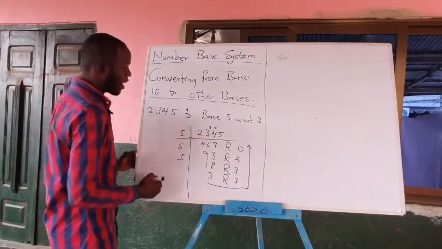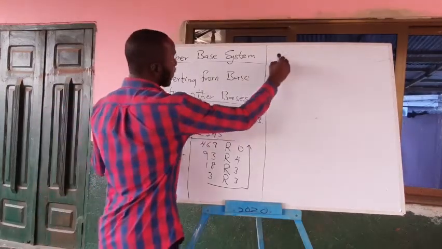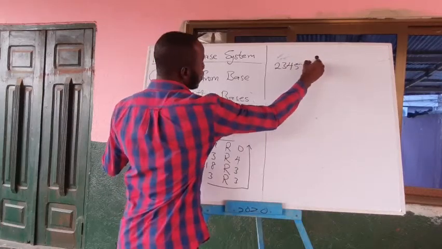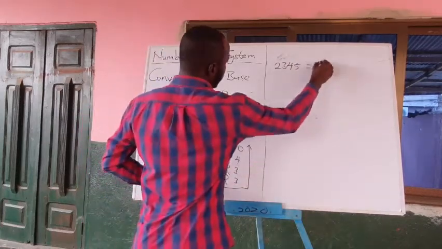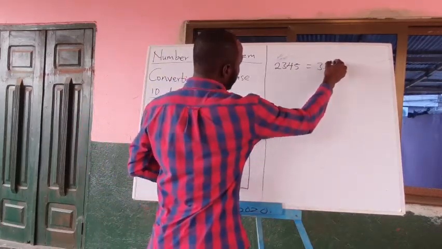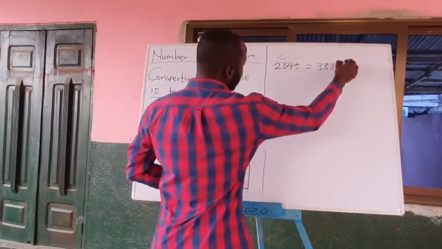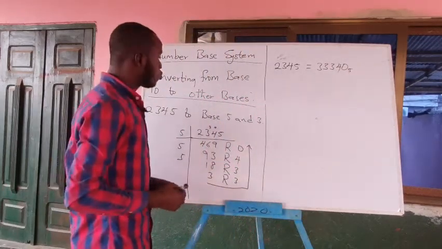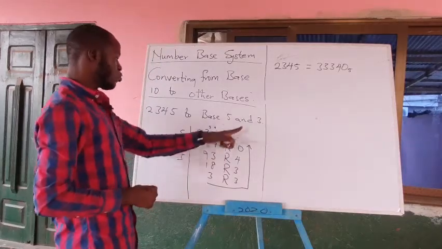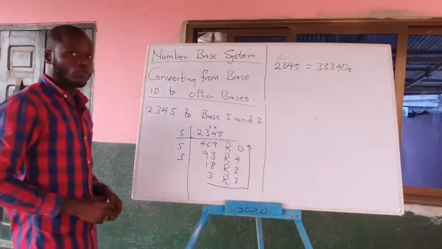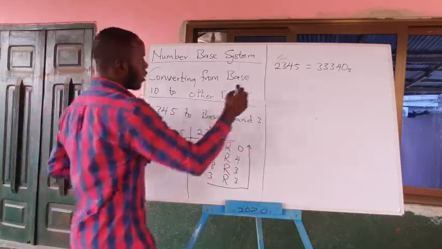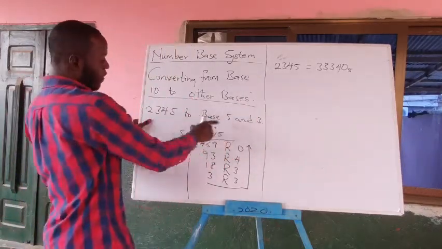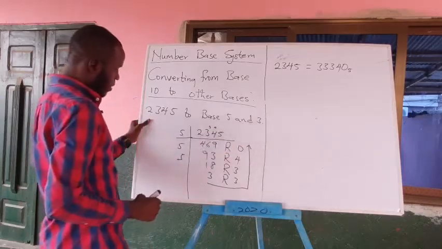Okay, so we'll be realizing that 2345 base 10 is equal to 33340 base 5. Okay, so this will be it. And then the next one, which is the 3, will also be, now we have 2345 to the base 3 the same way. So we are done with the base 5. So let's quickly tackle the base 3.